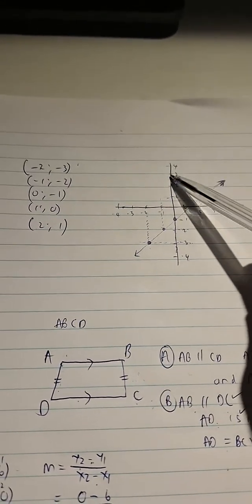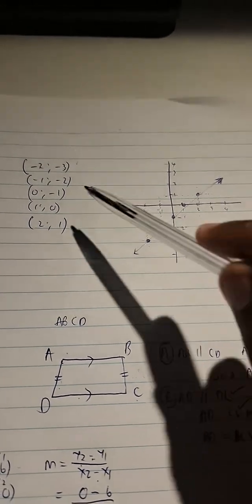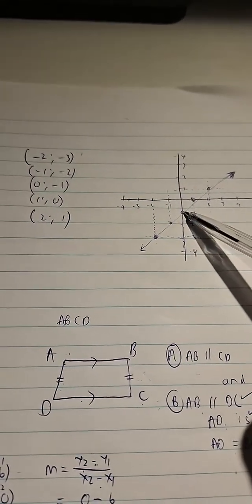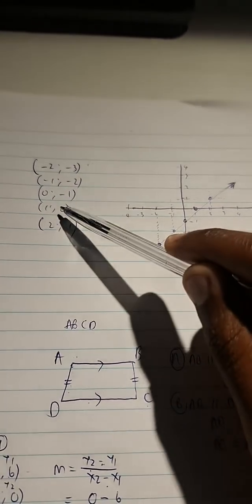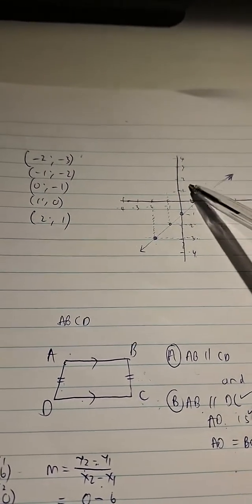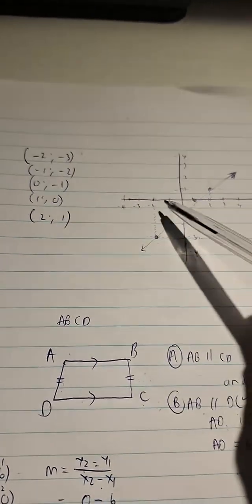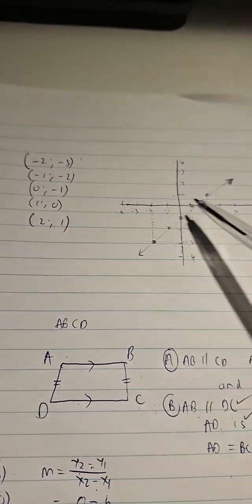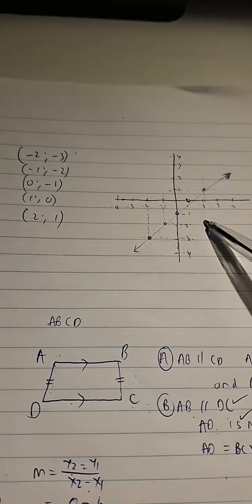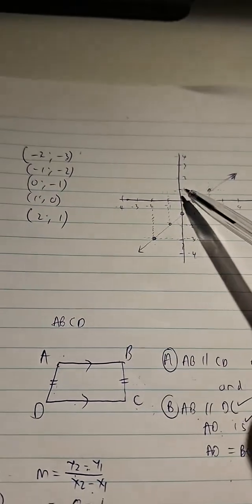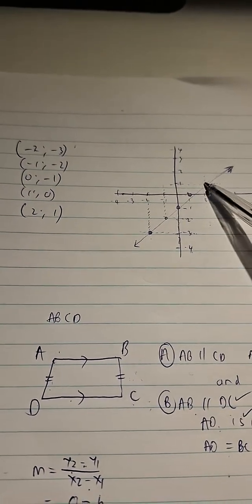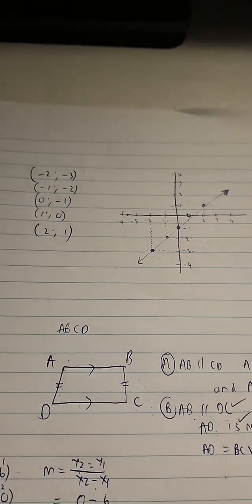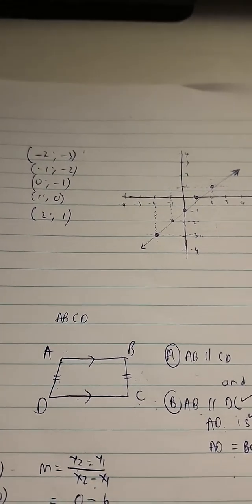X that is 0 is everywhere on the y-axis. Y that is -1, we are meeting exactly there at -1. X that is 1, everywhere on this vertical line. Y that is 0, on the x-axis, we are meeting there. X that is 2, everywhere on this vertical line where 2 is. Y that is 1, everywhere on this horizontal line, we are meeting there. Then you connect those dots. That's your straight line, and that's that.